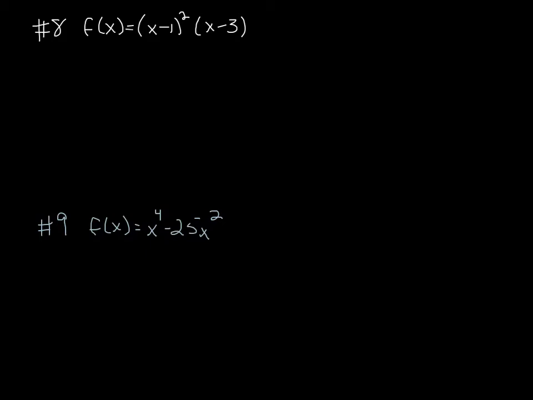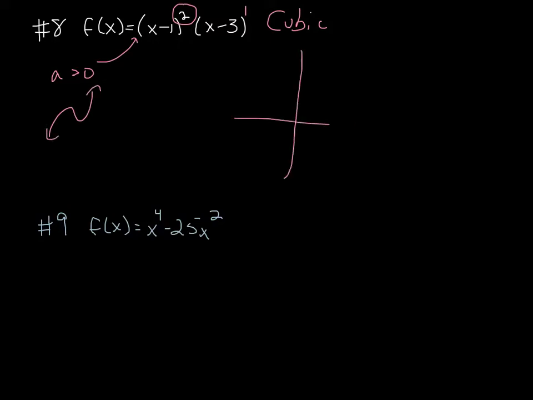The rest of the video, we're just going to do a bunch of examples. Here we go. All right, number 8. We've got 2 zeros here, only 1 zero here. That means that this is a cubic. The value of a, always make that note, is bigger than 0. So it's going to finish up.